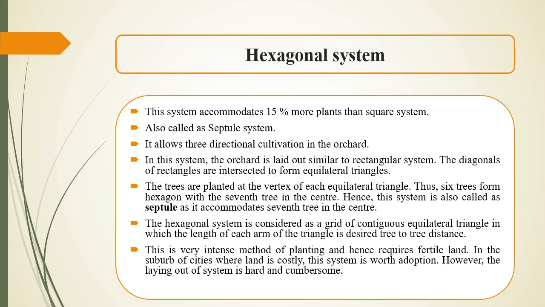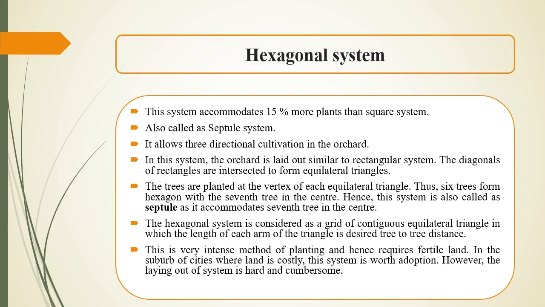Here, the hexagonal system allows three directional cultivation in the orchard. In this system, the orchard is laid out similar to rectangular system. The rectangles are intersected to form equilateral triangles. The trees are planted at the vertex of each triangle. Thus, 6 trees form a hexagon with the 7th tree in the center. Hence, the system is called as septule as it accommodates a 7th tree in the center.